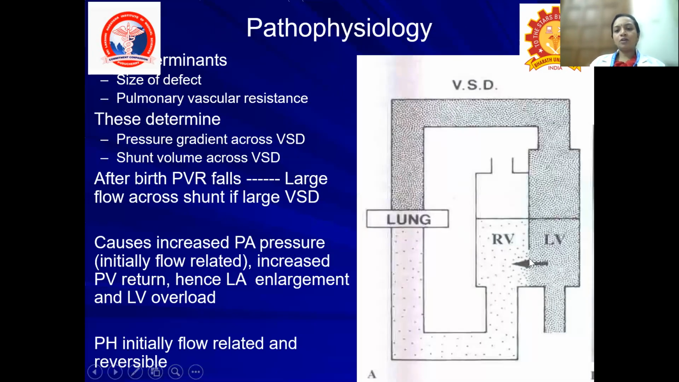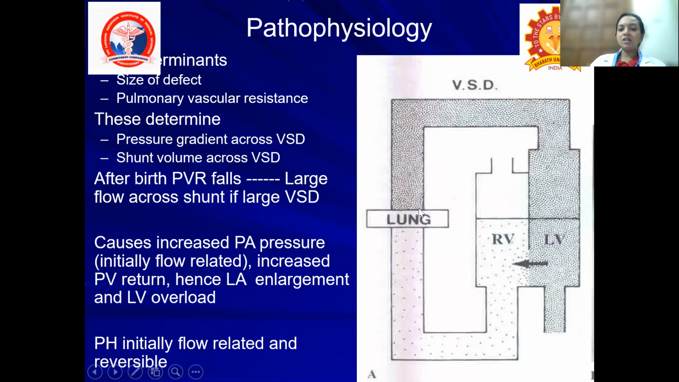Coming to the pathophysiology, this is the shunt, this is the defect, this is a VSD. The two determining factors are the size of the VSD and the pulmonary vascular resistance, which determine the pressure gradient across the VSD and the volume of the shunt that flows across. After birth, the pulmonary vascular resistance usually falls, and thereby there is a large flow across the shunt if it's a large VSD, which increases the pulmonary arterial pressures, initially flow related. The pulmonary venous return increases, and there is left atrial dilatation and left ventricular overload.